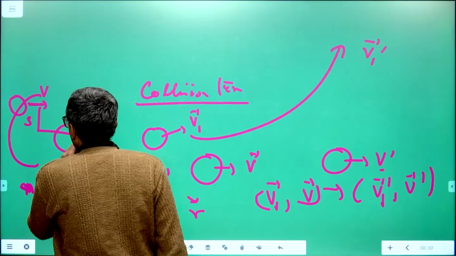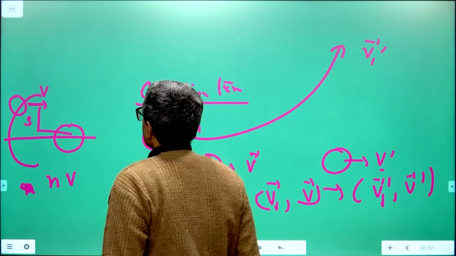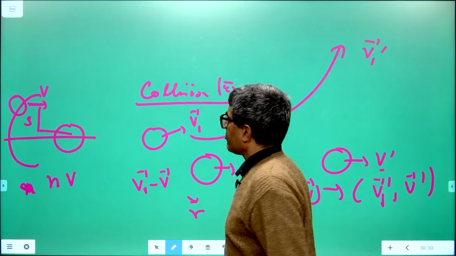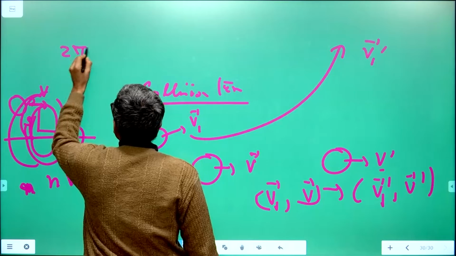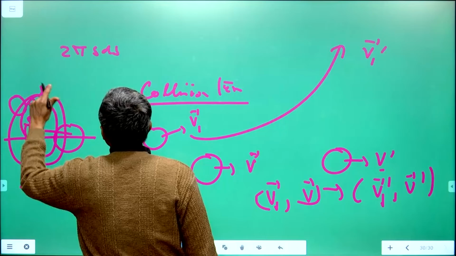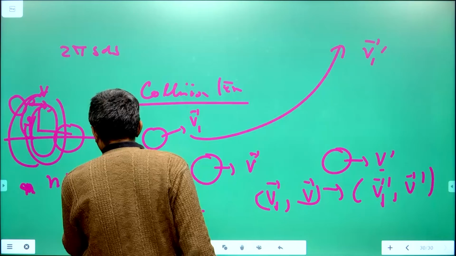What is the impact parameter? Impact parameter S is the distance of the line of the velocity of the incident particle from the scattering center. So within S and S plus ds you have a stream of particles. You draw a circle of radius S and a circle of radius S plus ds, and this annulus has an area of 2 pi s ds. So the total number of incident particles that flow per unit time within an annulus of radius S to S plus ds is given by n v into 2 pi s ds.